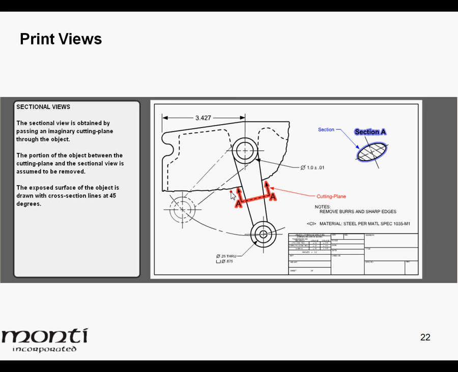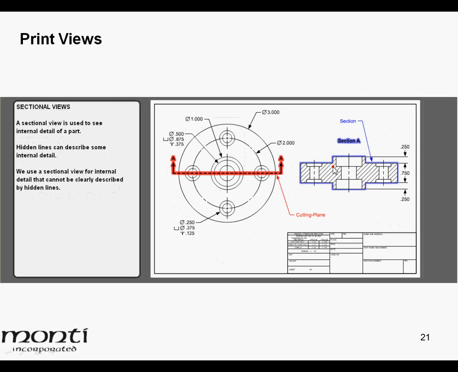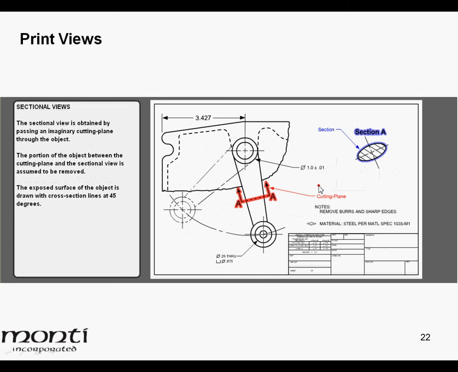The exposed surface of the object is drawn with the cross-section lines at 45-degree angles. That's one thing I forgot to point out up here. See how it's got those 45-degree angles in there? That's indicating, hey, look, this is an internal view of the part. It's not an external look like we've been talking about in the other views. It's a slice of the part.